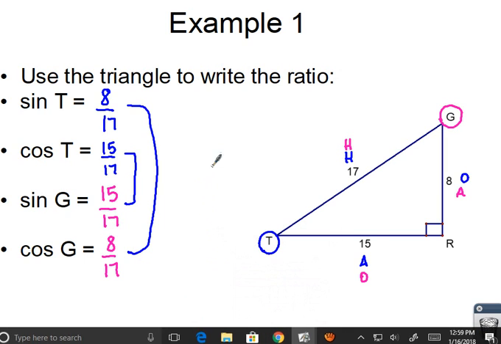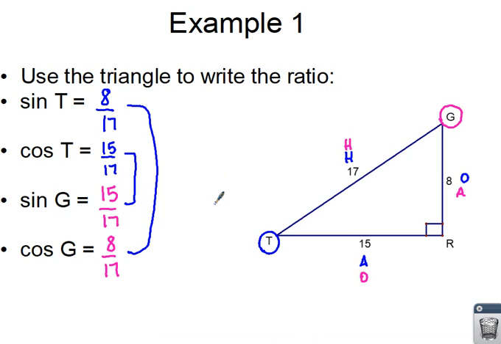And that is a thing. That's another identity that eventually you'll see in trig. But this does happen. The sine of one and the cosine of the other are the same value, the same ratio. And that's why it comes out to be the same angle when we go to solve.